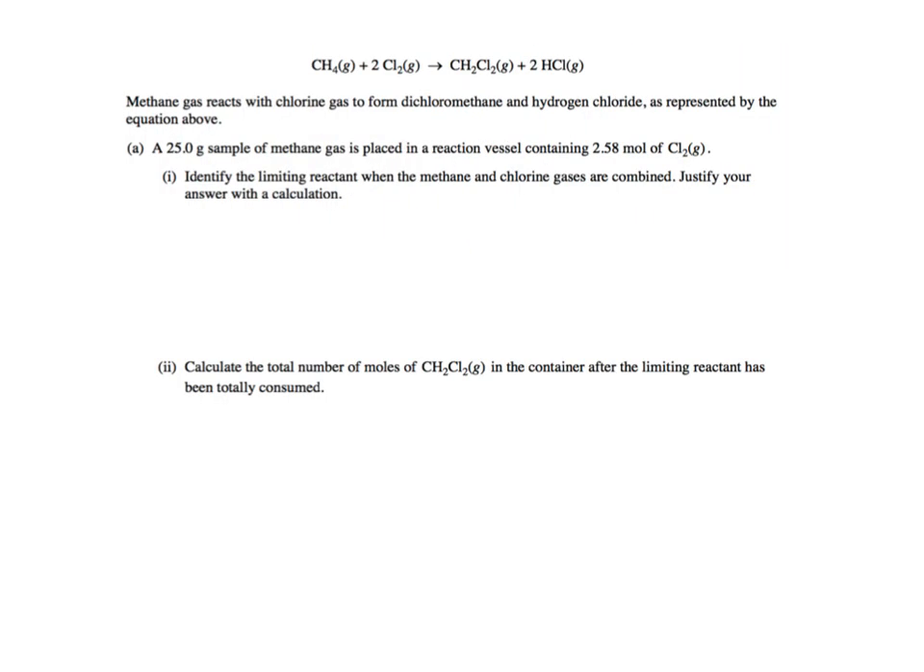The first part of this question is just a limiting reactant question, so you could do this one of two ways. You could go through with both of the amounts that you are given, the 25 grams of methane and the 2.58 moles of the CO2, and figure out which one would give you the smaller amount of what's being asked for a little bit later in the question. Or you could just reason it out.